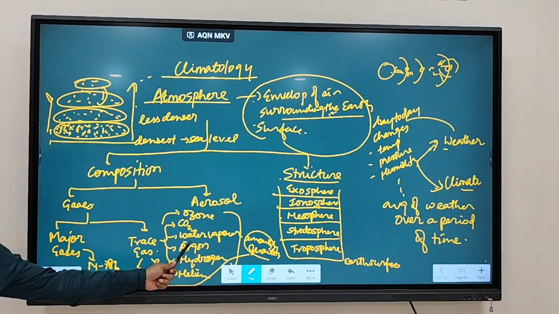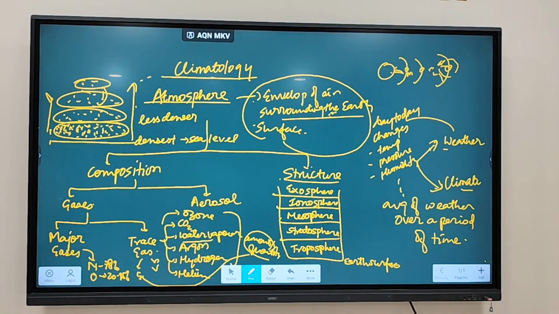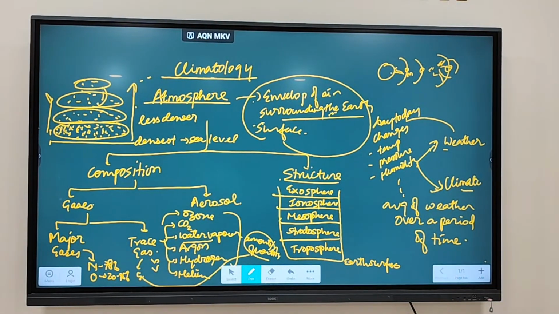For example, water vapor. Water vapor is which type of gas? Variable. Where will you see more water vapor? Wherever there is a desert region, you're going to find less water vapor. Wherever oceans, rivers and lakes are there, you are going to find more water vapor. So water vapor is a variable gas. Its quantity keeps on changing. So some gases are stable, whose quantity does not change, but some gases are variable. That classification can be given in some books, but it's not really required for you. Fine. Any doubt regarding this part?